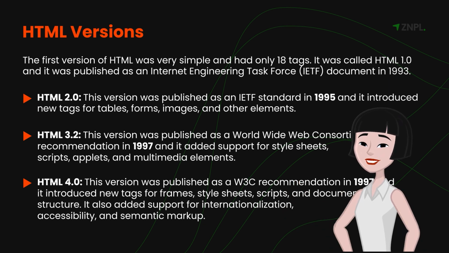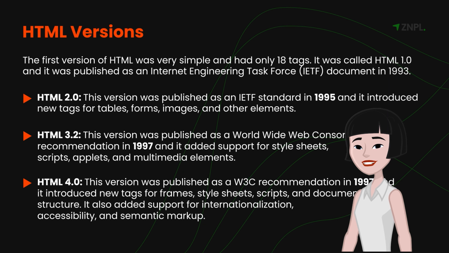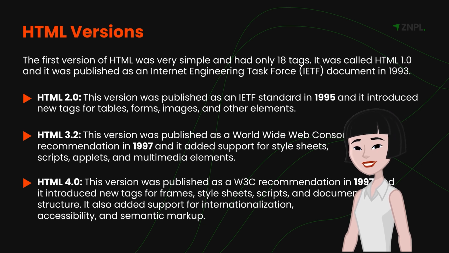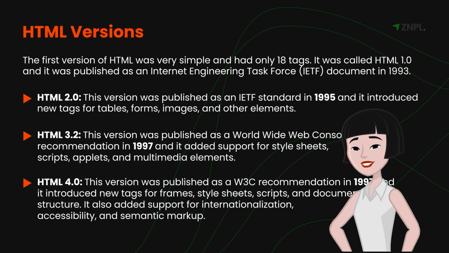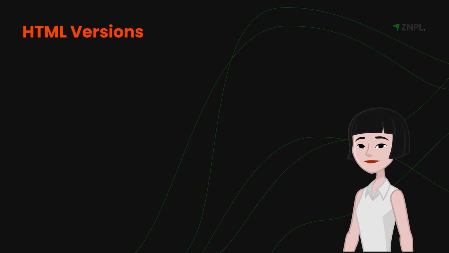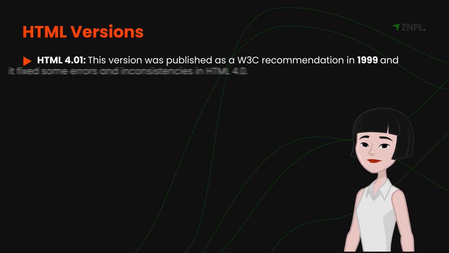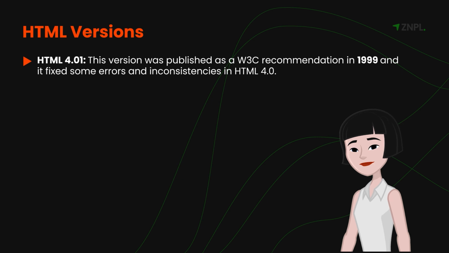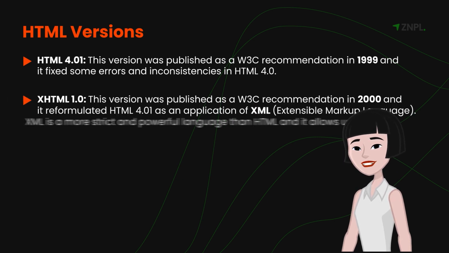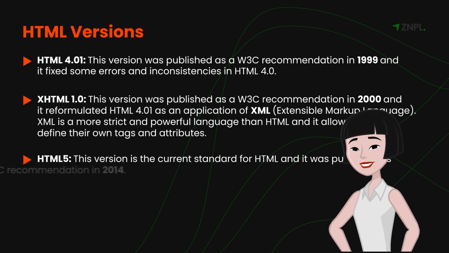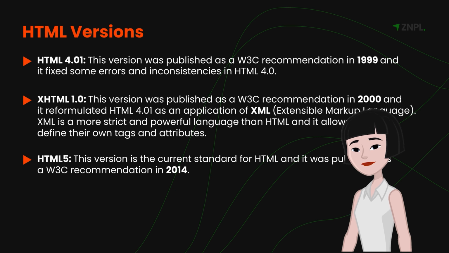HTML 4.0. This version was published as a W3C recommendation in 1997, and it introduced new tags for frames, style sheets, scripts, and document structure. It also added support for internationalization, accessibility, and semantic markup. HTML 4.01. This version was published as a W3C recommendation in 1999, and it fixed some errors and inconsistencies in HTML 4.0.